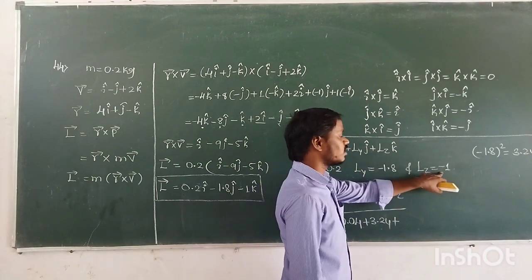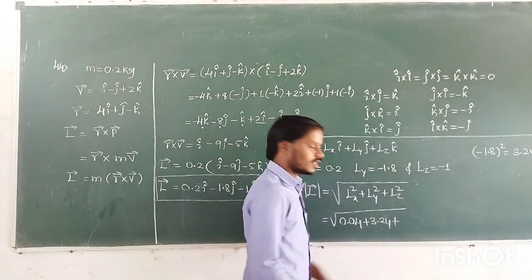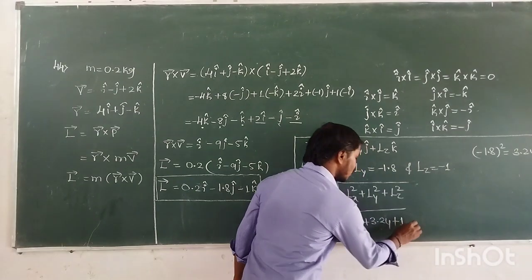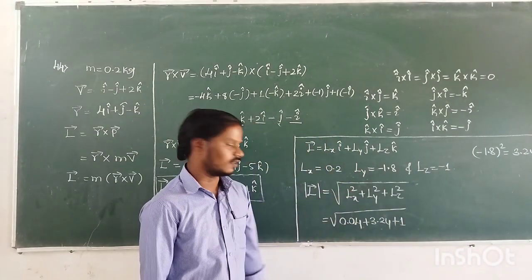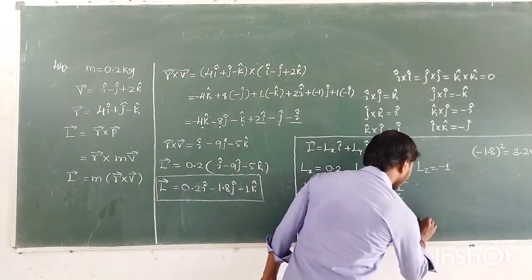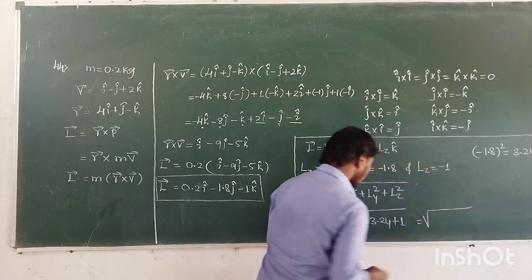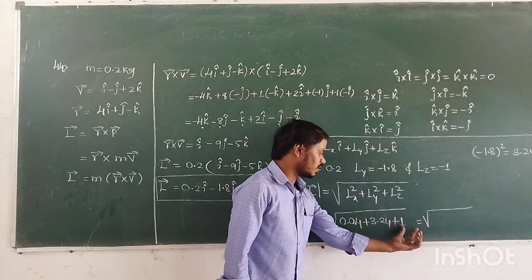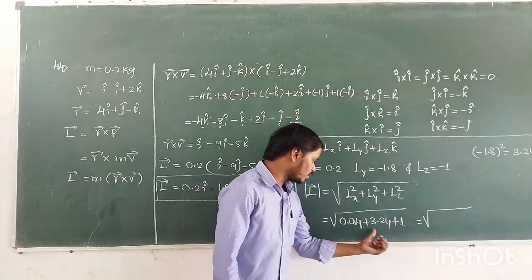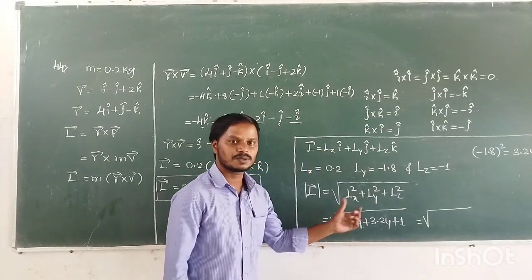Lz square means minus 1 square. Minus 1 square is plus 1, because minus square is plus and 1 square is 1. Then on solving this one, we will get 3.24 plus 1, that is 4.24. 4.24 plus 0.04, that is 4.28.